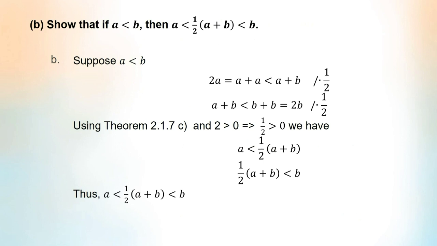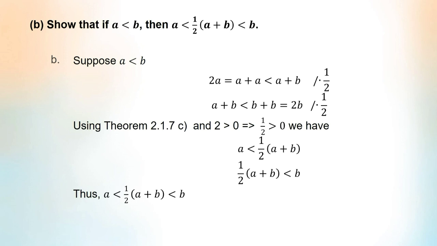times a plus b less than b. Suppose a less than b, then we know that 2a equals a plus a less than a plus b. And then if we add a by b, we get a plus b less than b plus b equals 2b. Then multiply the two inequalities by 1 over 2.